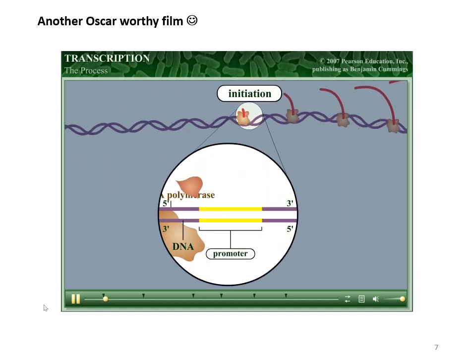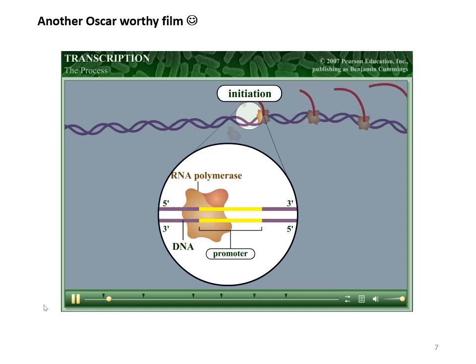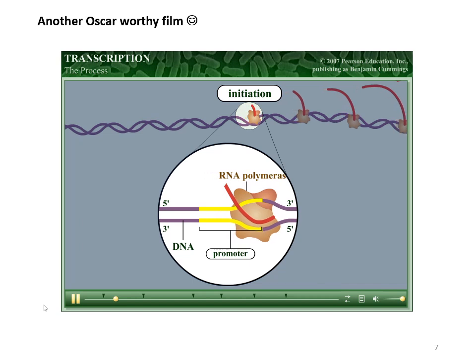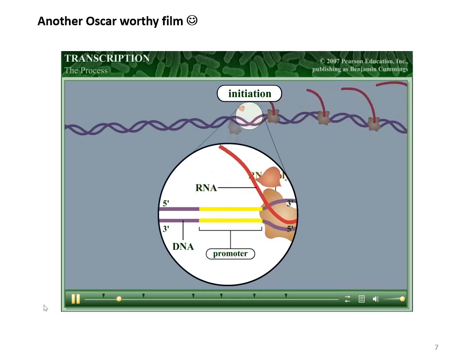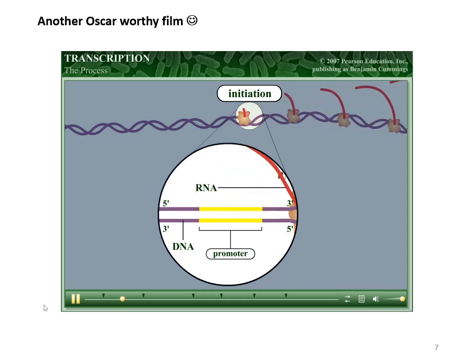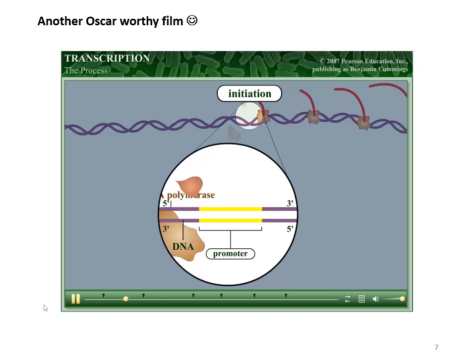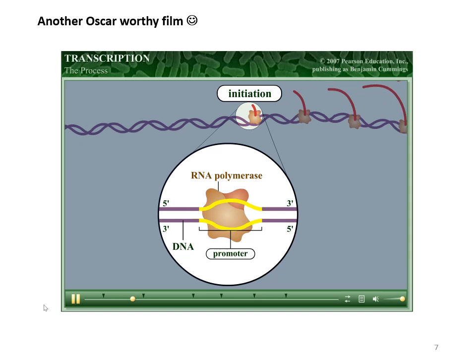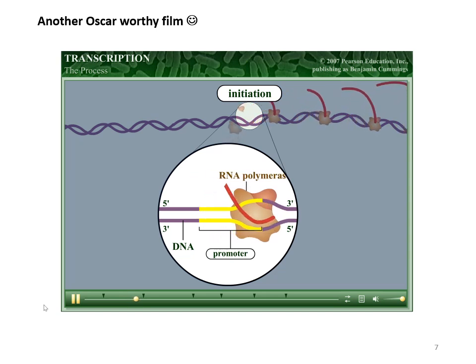During initiation, RNA polymerase binds to the DNA and recognizes a site called a promoter at the 3' end of the template strand of the target gene. When RNA polymerase finds a promoter, it breaks the hydrogen bonds holding the DNA strands together at the site of the promoter, and transcription begins.